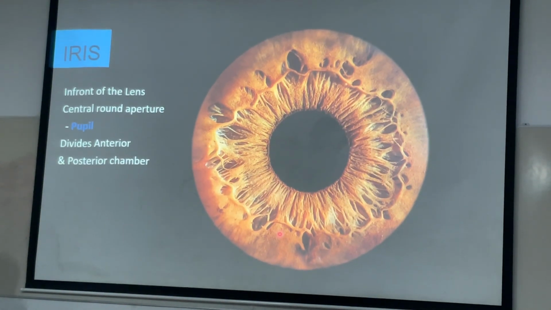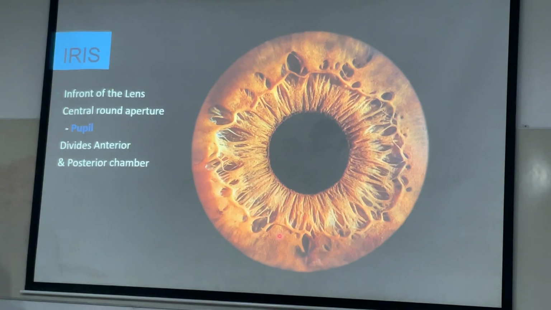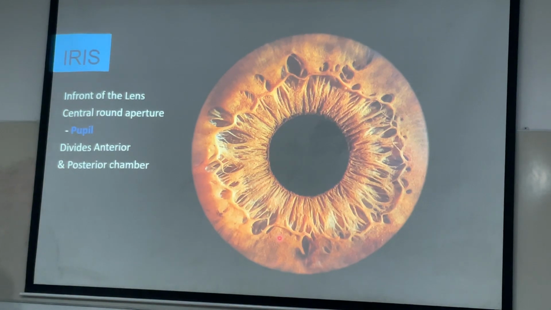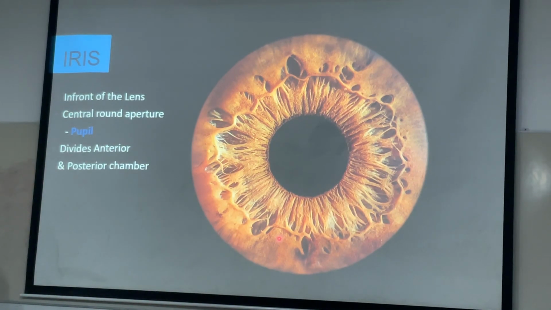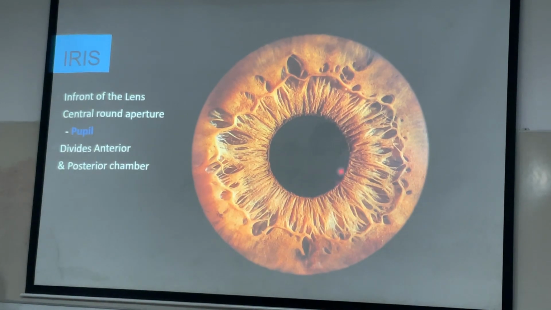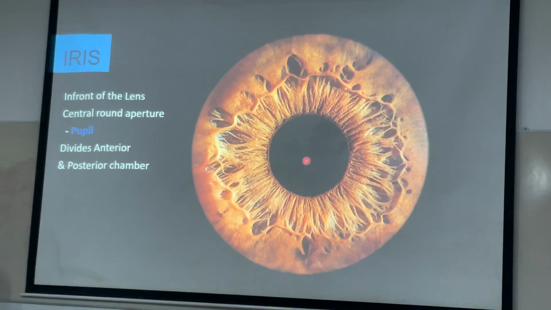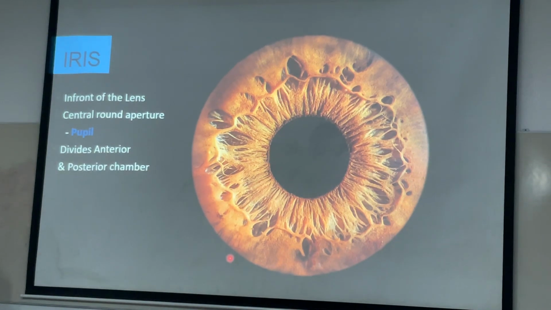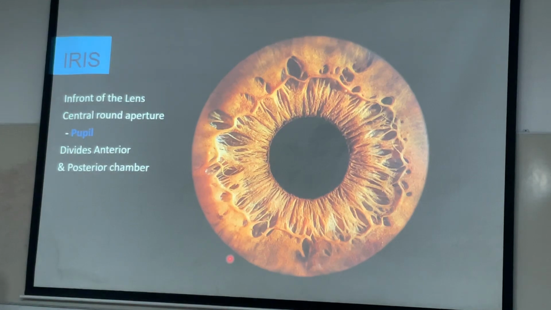They got so many structures, so many parts. No? So we don't know why, no? But that's the way the eye is made. So the iris is located in front of the lens. So this has a central round aperture. No? This central round aperture, also known as your pupil. And this divides the inner part of the eye into anterior and posterior chambers.